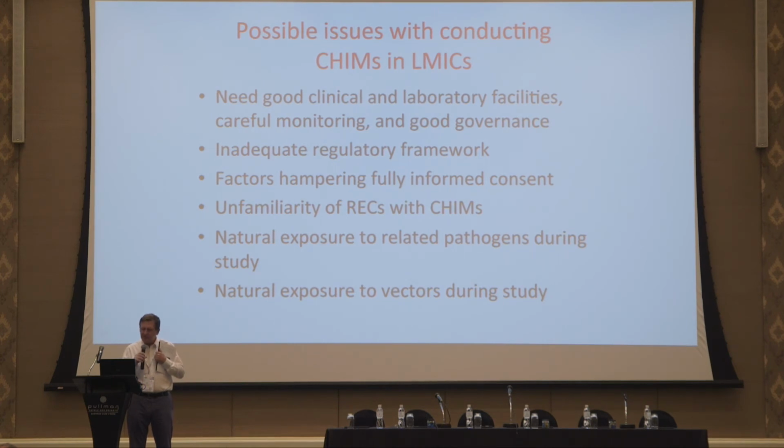Then there's natural exposure to related pathogens during the study, which may interfere with your experiment. If you're doing a malaria CHIM, for example, and you send your subjects back out into the community, they may catch natural malaria if it's an endemic area, and that will interfere with your statistics, of course, if you're testing whether or not you get sterile immunity from a vaccine, for example. And also natural exposure to vectors during the study. You may not want this controlled strain out there in the wild. That may not be an issue in HICs, but where you have lots of Aedes around, for example, you may not want this controlled strain of dengue getting out there after an Aedes mosquito bites the subject who's been infected.